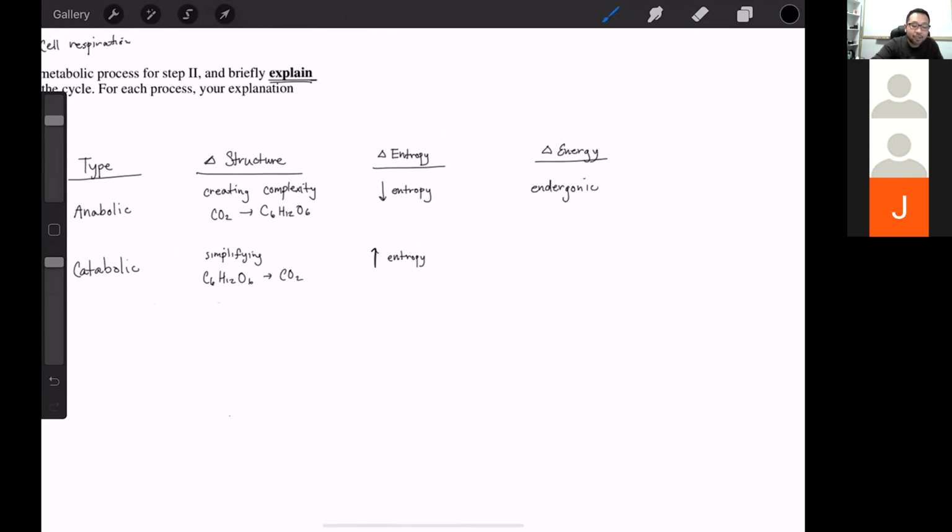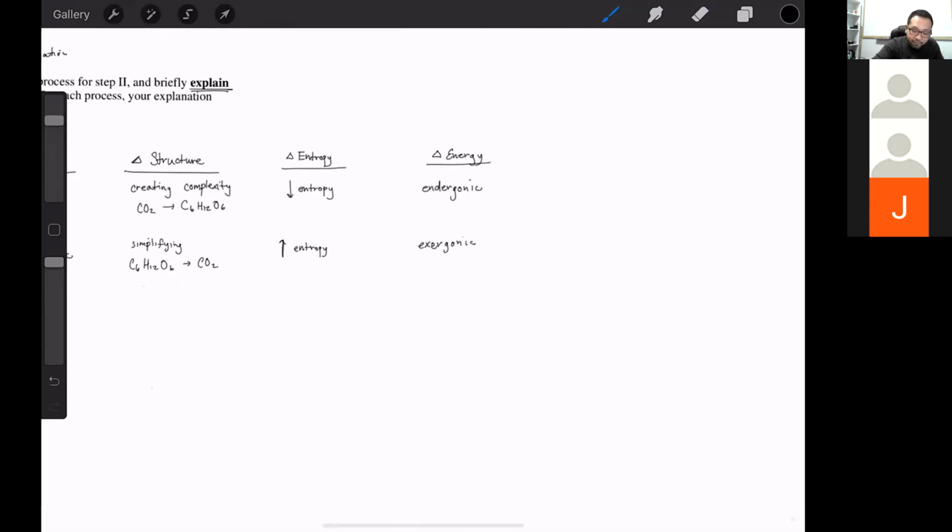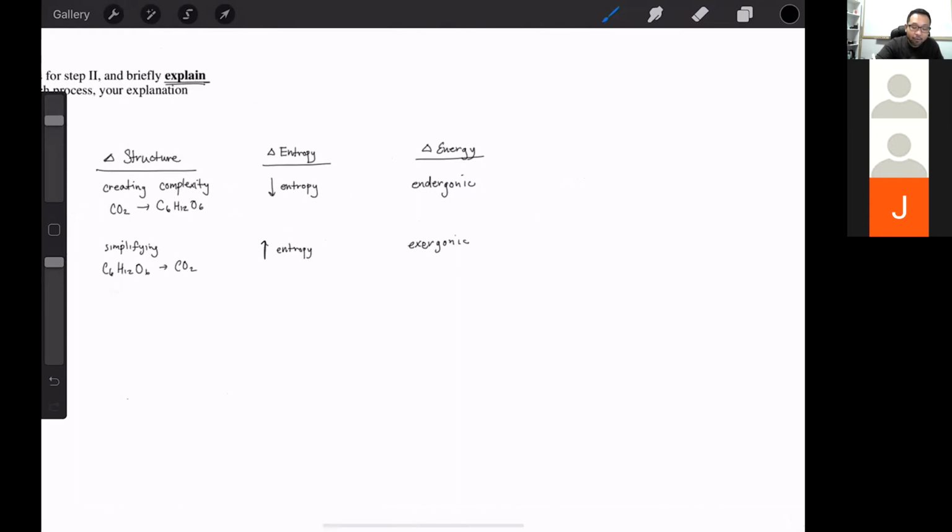It means that the energy is going into the actual substrate from the external environment. And of course, in catabolic reactions, it will be the opposite, which is going to be an exergonic reaction, which means that it's going to release energy into the environment.